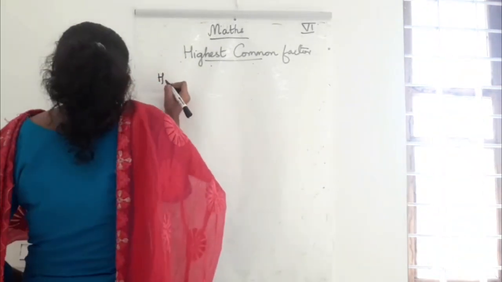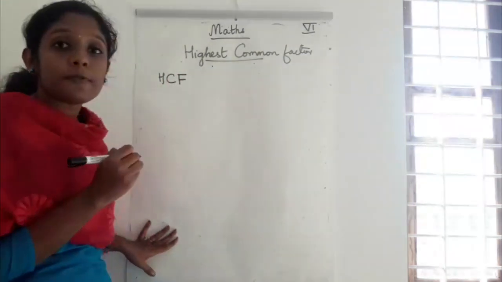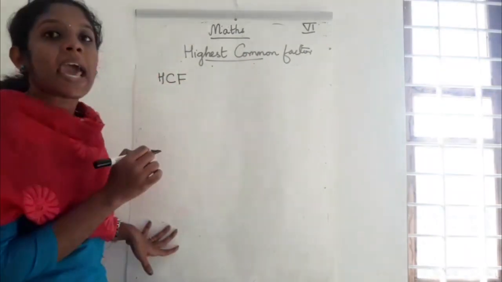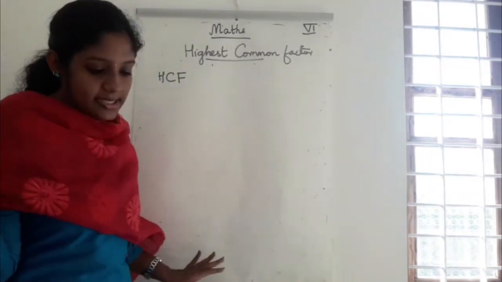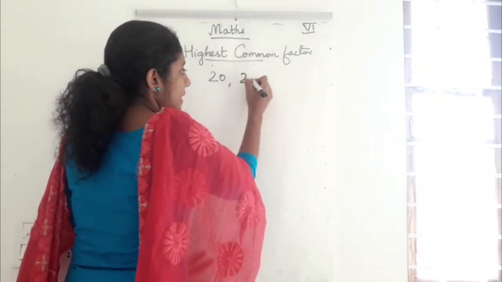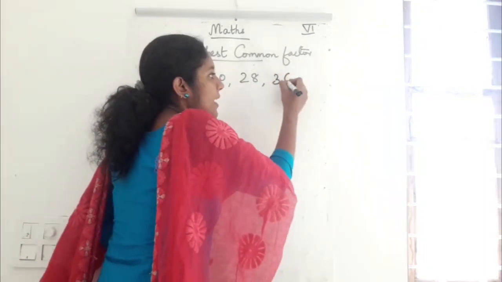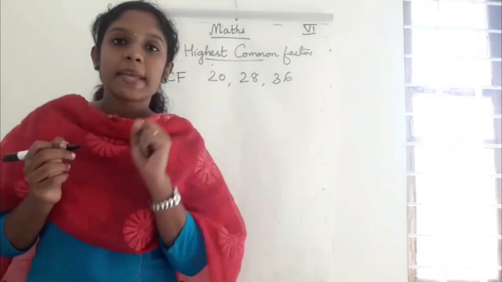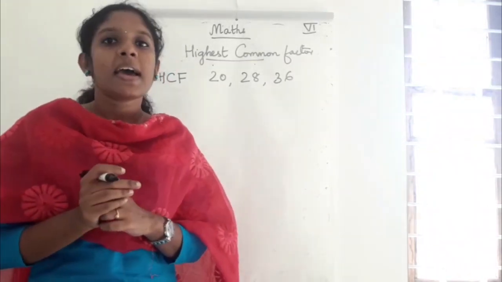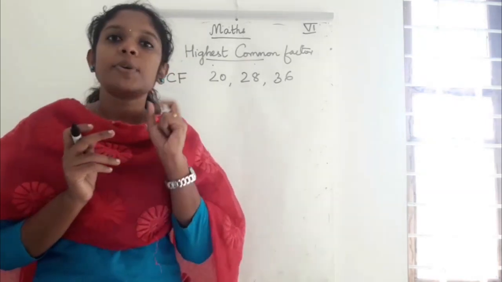You know that the full form of HCF is highest common factor, and the abbreviation is HCF. So the question is: find the highest common factor of 20, 28 and 36. Now today I will be teaching you 2 different methods to find the highest common factor. You can follow any method according to what is simple for you. Whichever one is simple for you, you can follow that, but I will be teaching 2 methods.